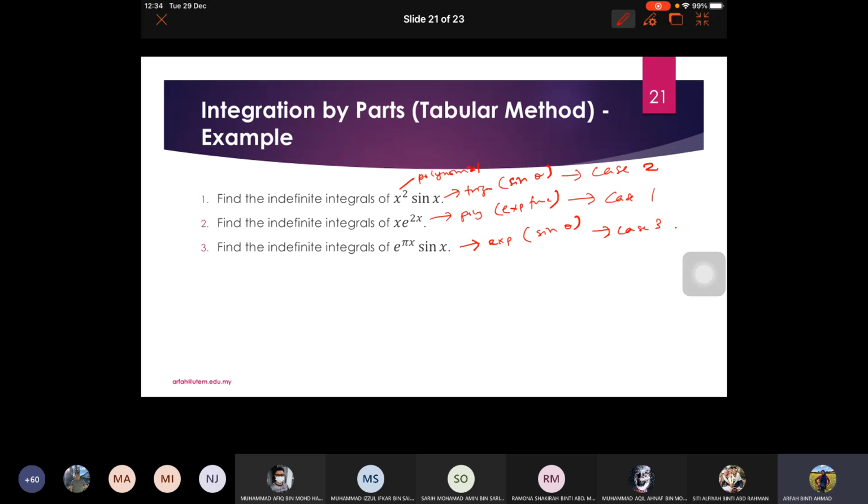Okay. So how we are going to solve for this one? Nampak, dia ada case 1, case 2, case 3. So we will try one by one.